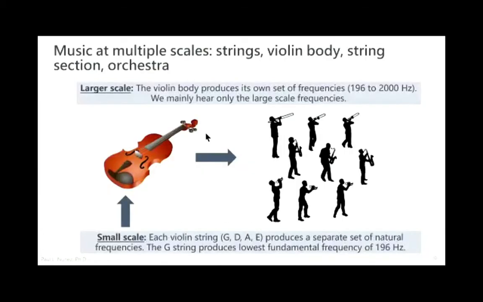One of my favorite multiscale brain metaphors is the orchestra. Each violin string produces a set of natural frequencies, but we don't actually hear the strings. Rather, we hear rhythms from the violin body. The strings drive the violin body, which has a different set of natural frequencies due to standing waves in the body. In other words, both strings and body resonate, but at different scales. This idea can be extended to even larger scales like the string section or even the entire orchestra.